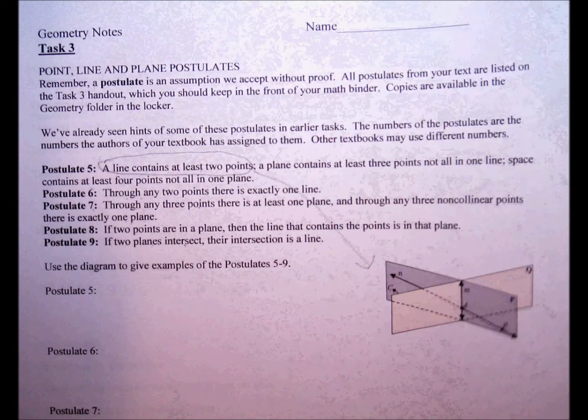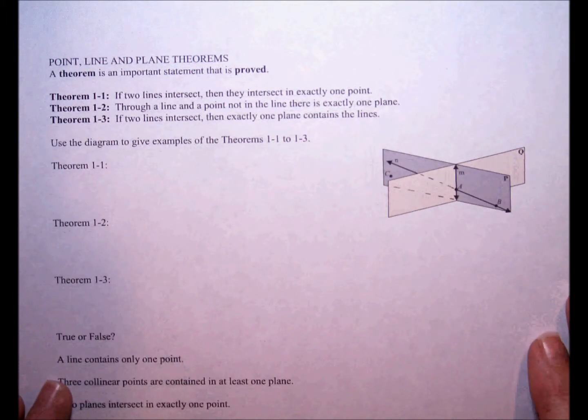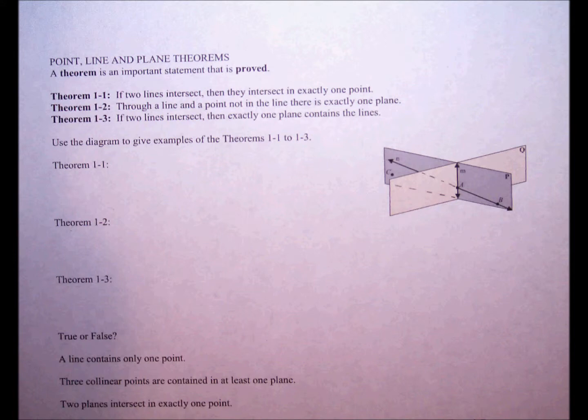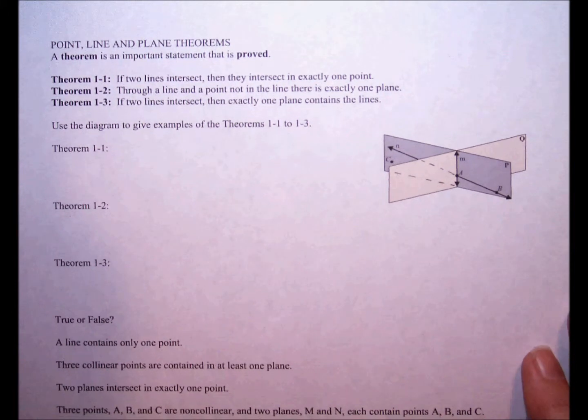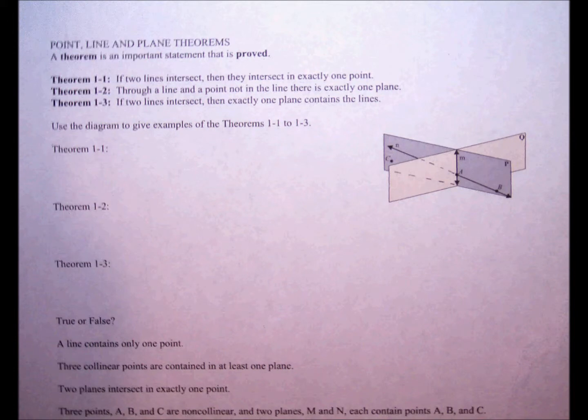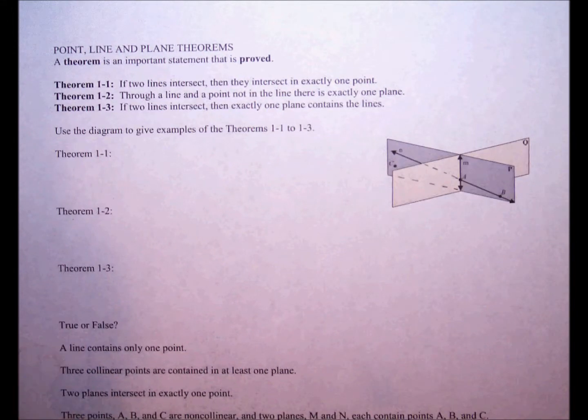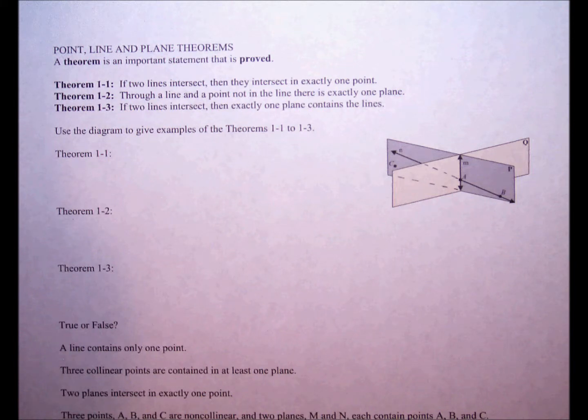Now we're going to look at theorems. A theorem is a statement that is proved, and it is generally quite an important statement, and again, you have a list of your theorems. Our very first theorem actually is not always defined as a theorem. Some textbooks consider it a postulate, and it's very similar to postulate 9 that says if 2 planes intersect, their intersection is a line. Theorem 1.1 says if 2 lines intersect, then they intersect in exactly 1 point. In our book, this is a theorem.